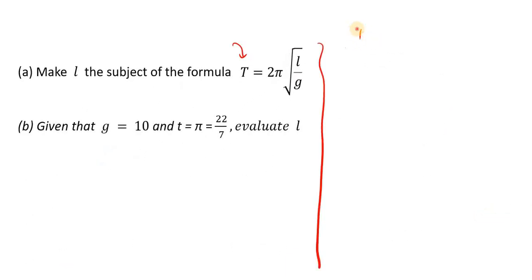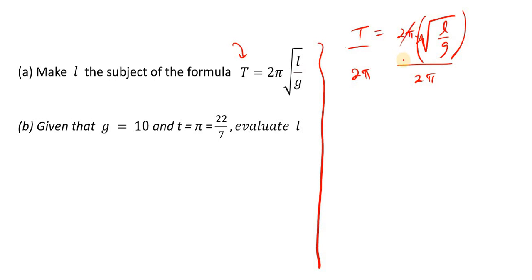So let's rewrite the formula. T equals 2 pi multiplied by the square root of L over G. We're going to need to do what? 2 pi is actually multiplying this quantity, the square root of L over G. So to get rid of it, we use division. We're going to divide over here by 2 pi and divide over here as well by 2 pi. Then 2 pi cancels 2 pi, and so we have T over 2 pi equals the square root of L over G.